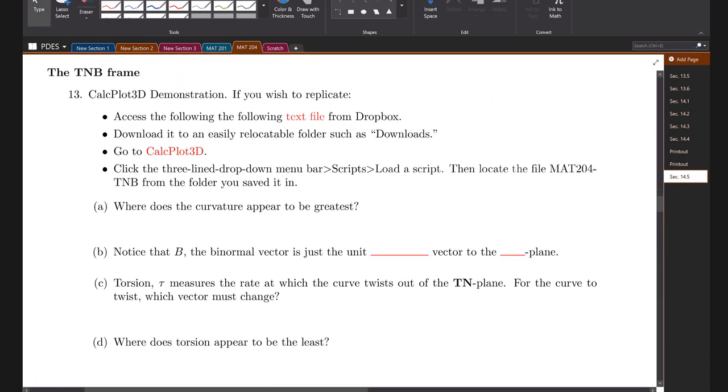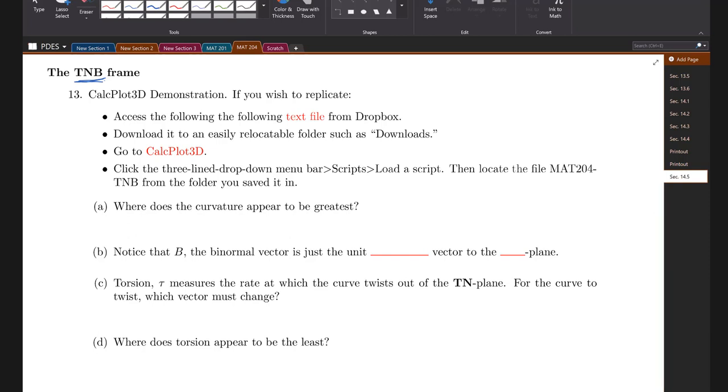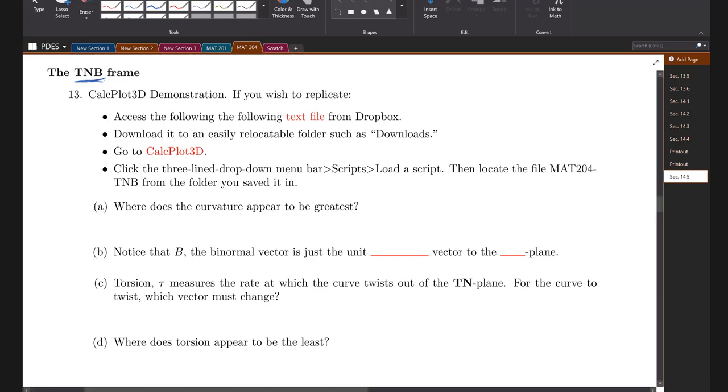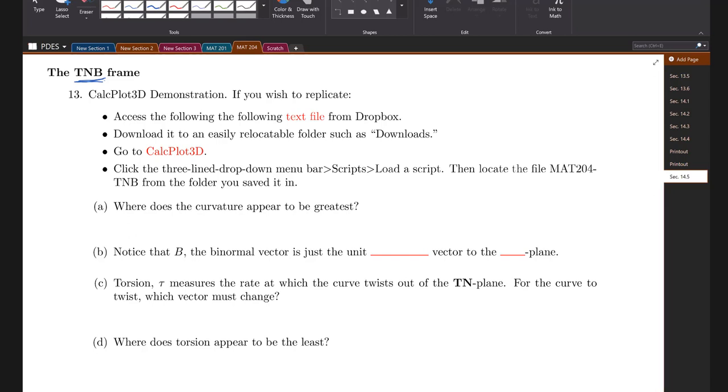The next thing I want to look at is the TNB frame. The TNB frame is a way of creating a new coordinate system. You want to think of this coordinate system as moving along the curve. At any point on the curve, we're going to create a coordinate system made of 3 vectors, T, N, and B, where T is the unit tangent vector, which we've been looking at. N is the unit normal vector, which we'll explore in a moment. And B is the binormal vector, which again we'll explore in a moment.